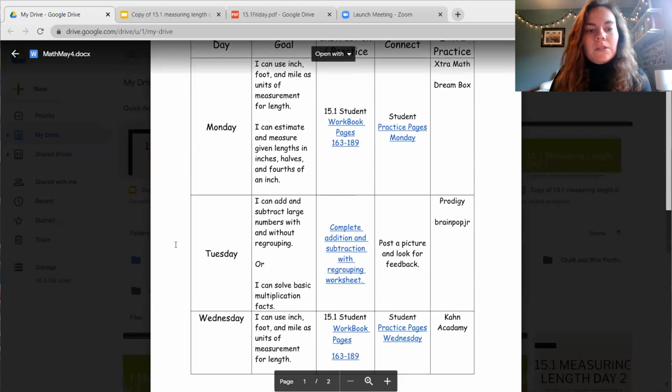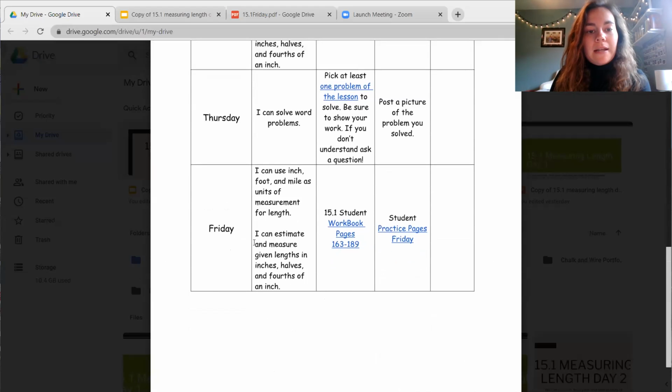Today, I'm going to scroll down on our calendar here to Friday. We're continuing with measurement. So here's the student workbook pages that you can look at and the practice pages that we'll look at together later.